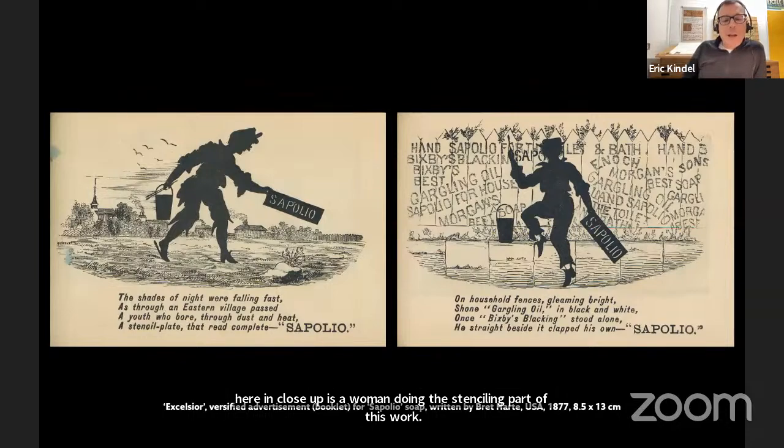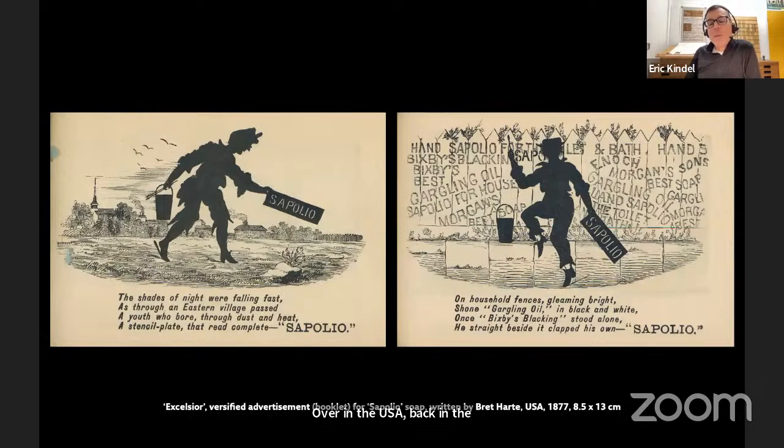Over in the USA, back in the 1870s, we see the name of a then famous soap, Sapolio, being stenciled also at night onto fences, as was apparently the practice at the time. The verses are by the American writer and poet Bret Harte, who was not afraid to turn his pen to doggerel in the service of commerce.